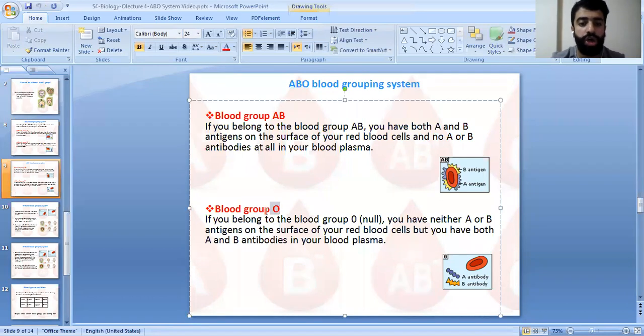But group O is called the universal donor. It can donate blood to all different blood groups.